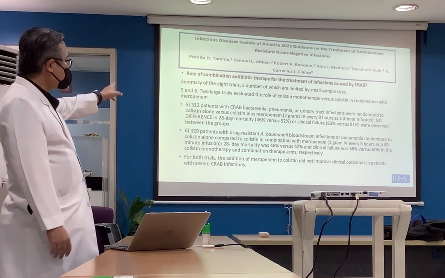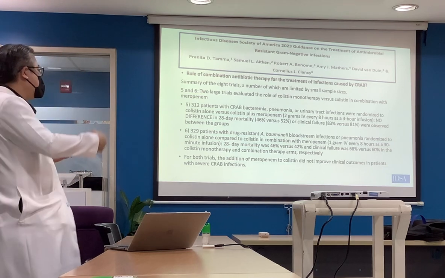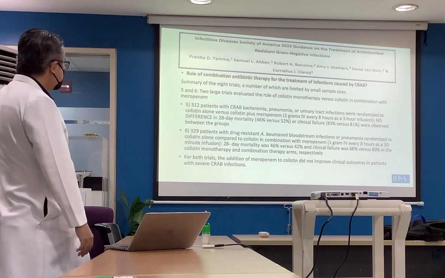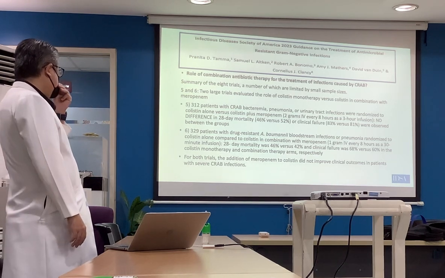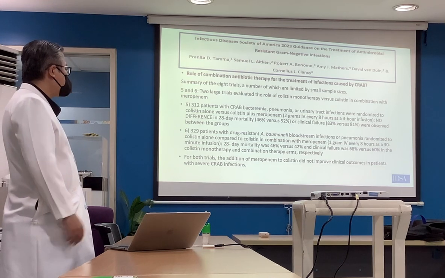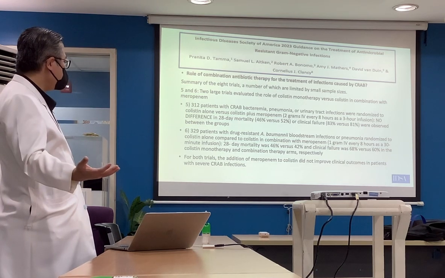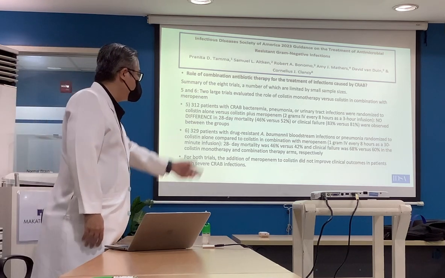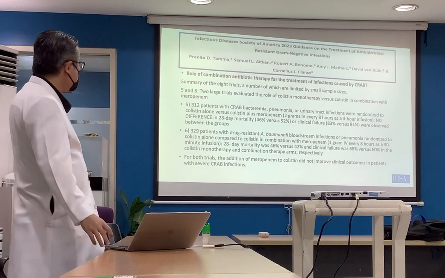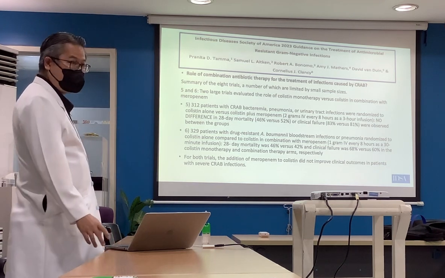Number 5, fifth study, 312 patients with CRAB bacterial pneumonia, UTI, randomized to colistin versus colistin plus meropenem. Again, no difference. Okay. 6th study, 329 patients with drug-resistant A. baumannii bloodstream infections or pneumonia, colistin versus colistin-meropenem. Okay, 46 and 42% clinical failure. Not statistically significant. So for both trials, addition of meropenem to colistin did not improve clinical outcomes.